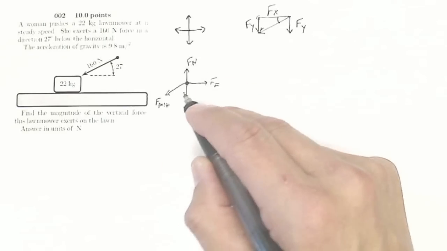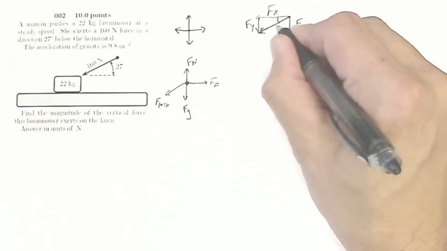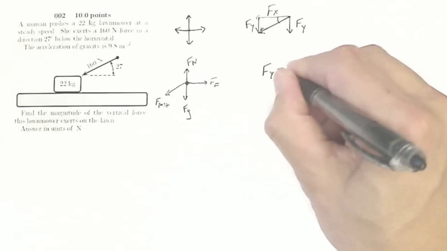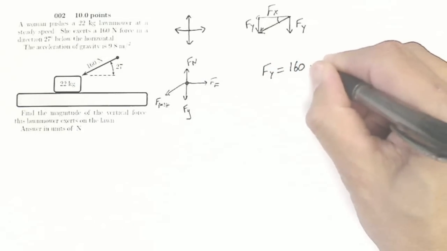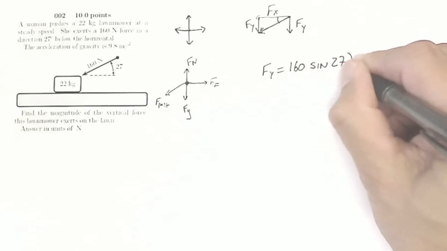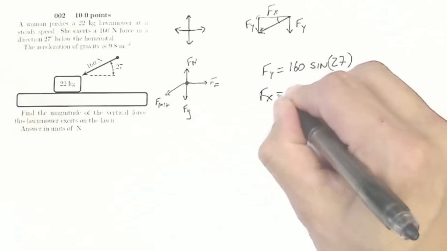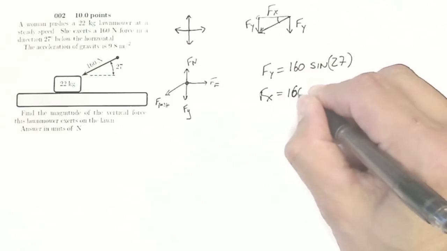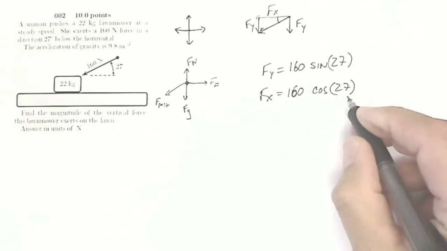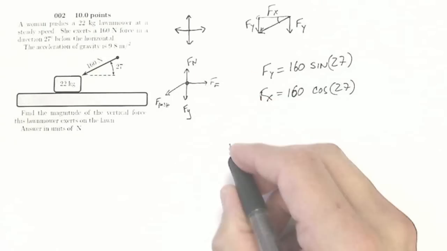So this is my true free body diagram. Let's see what I get for values here. I know that this is 160 newtons. So my y is going to be 160 newtons times the sine of the angle 27 degrees. I know that my force in the x direction is going to be 160 newtons times the cosine of 27 degrees. So now I've got a new one, I don't want to mess this one up, let's draw a new one.